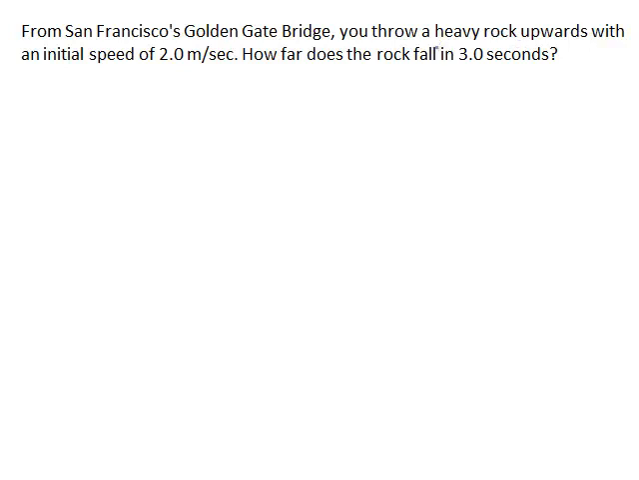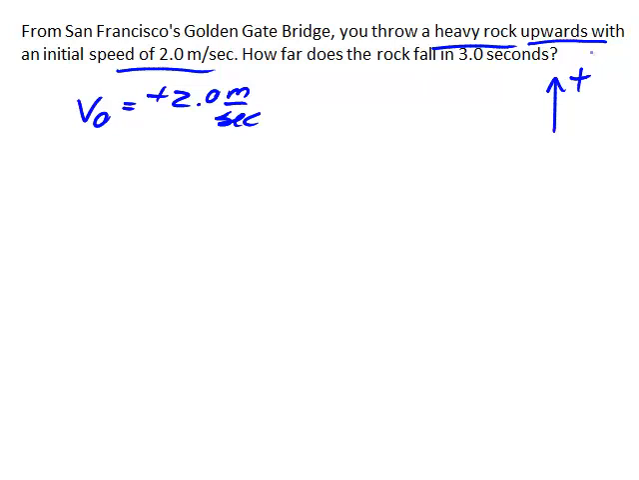It's a heavy rock. That means we can ignore air resistance. Thrown upwards with an initial speed of 2 meters per second. The initial velocity is plus 2 meters per second. We are defining up to be positive, the usual convention, and therefore the initial velocity has a plus sign.